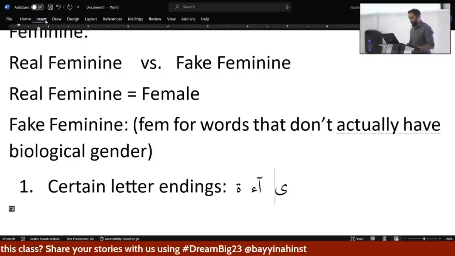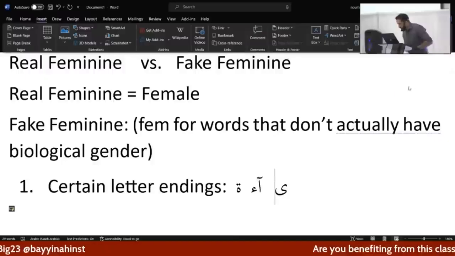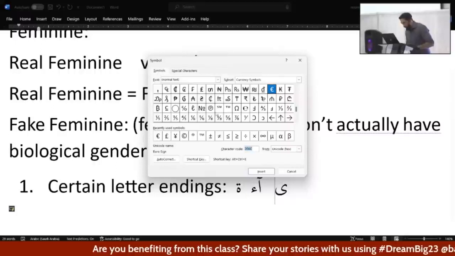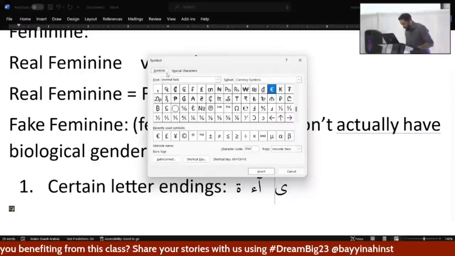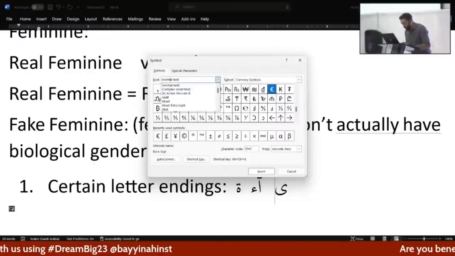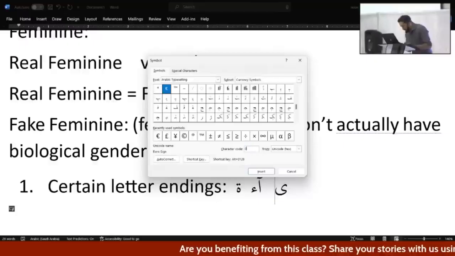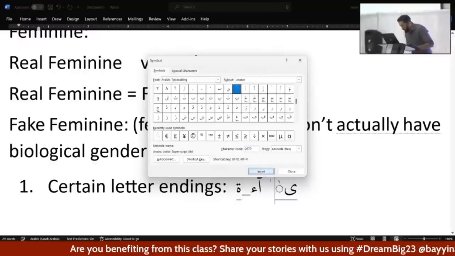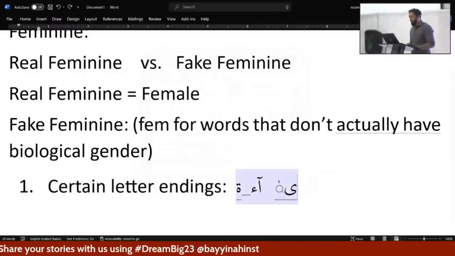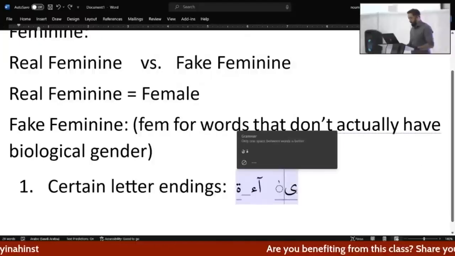Didn't happen. Okay, let me see. Symbol. There we go. Let me find it for you, then I'm committed. Oh, and now it went to the wrong letter. Anyway, I tried. Let's see if I can show this to you.